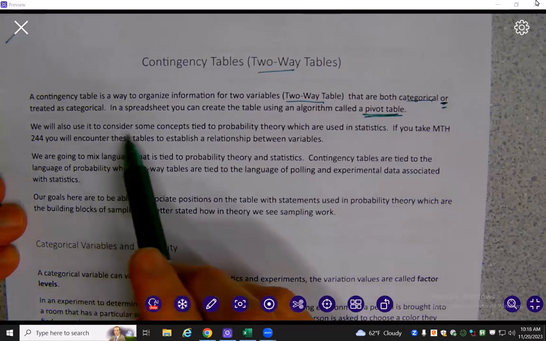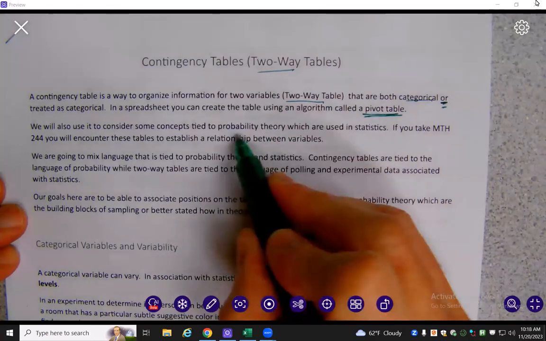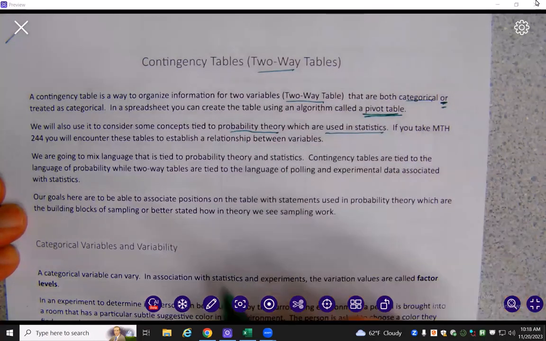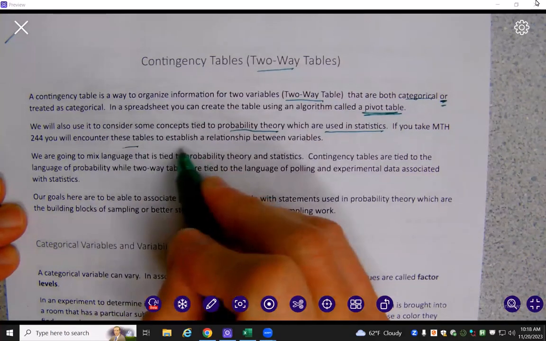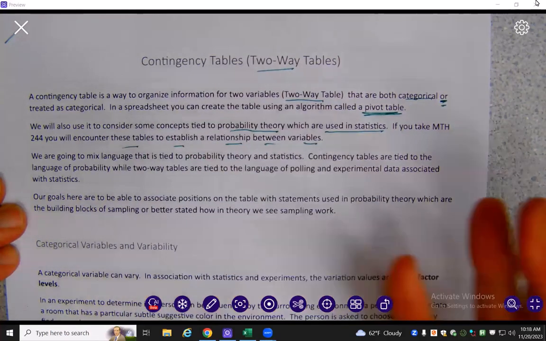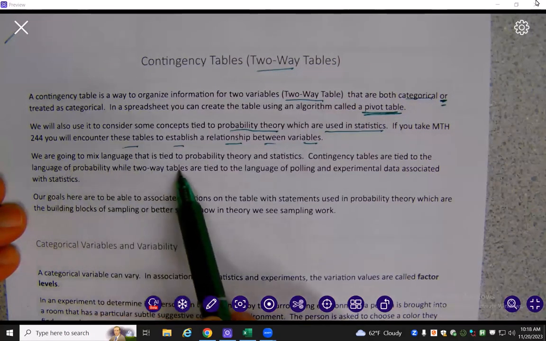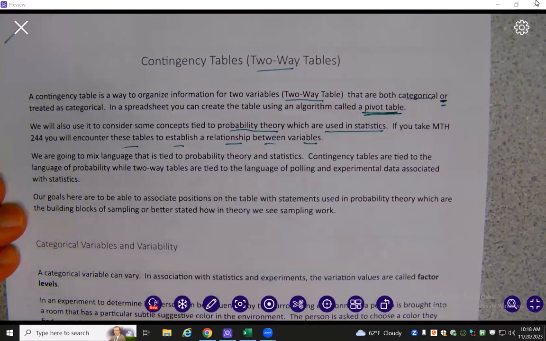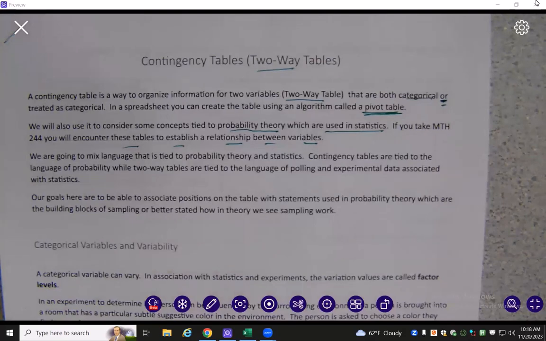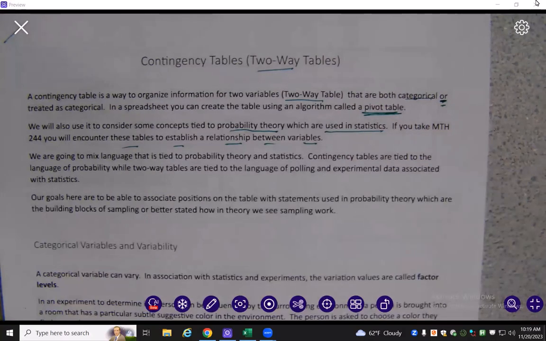We usually consider some concept tied to probability theory, which is used in statistics. If you take Math 244, you'll encounter these tables to establish a relation between variables. So that's the whole point of this. However, please understand we're going to use mixed language that is tied to probability theory and statistics, so we're going to do both. Contingency tables are tied to the language of probability, and two-way tables are tied to statistics. I hope I got that right. I always get them mixed up.